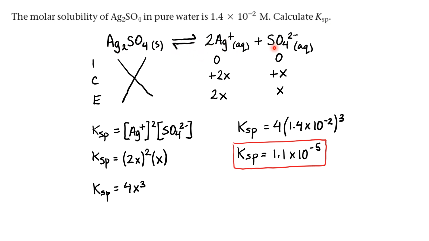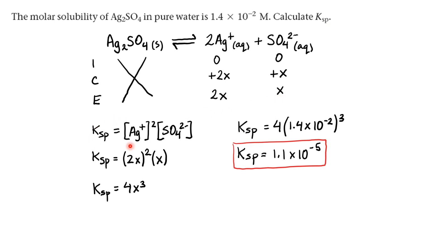Great, so now we know what this looks like, how it breaks up. We set up our ice table. Initially, we have none of these ions. Imagine initially none of this broke up, but now the change is going to describe how much of it breaks up. So we get +2x and +x because it's a 2-to-1 ratio between these. And therefore, our equilibrium concentrations are 2x and x.